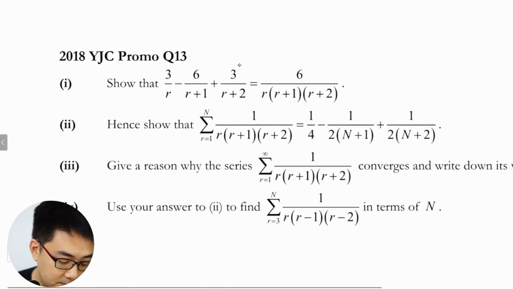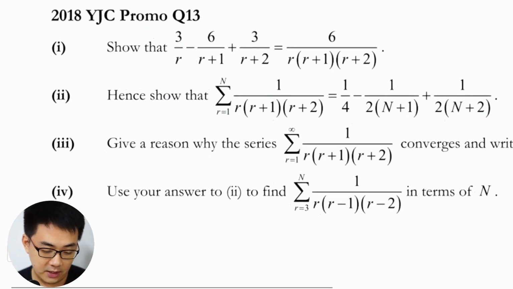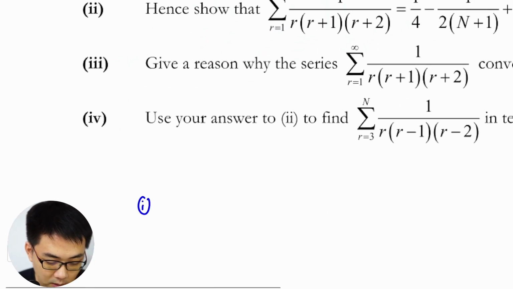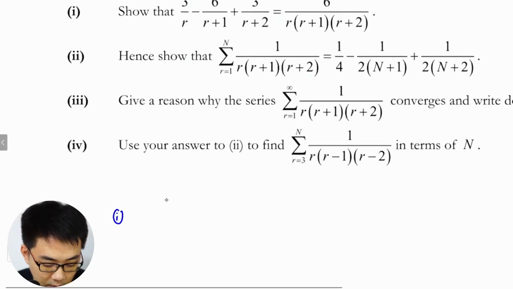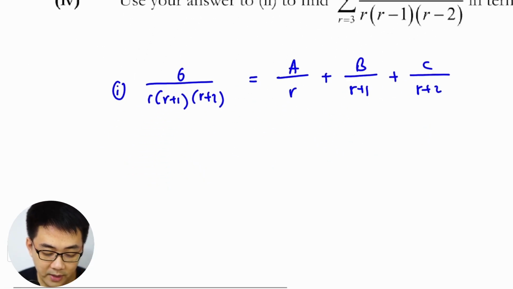You can either make it a same fraction here, or you can just do partial fraction. I think doing partial fraction is easiest. So I'm going to do the cover up method. If you are not too sure how to do the cover up method, you can just use the secondary school method. For this case here, I'm going to put that this is A over R, plus B over R plus 1, plus C over R plus 2.